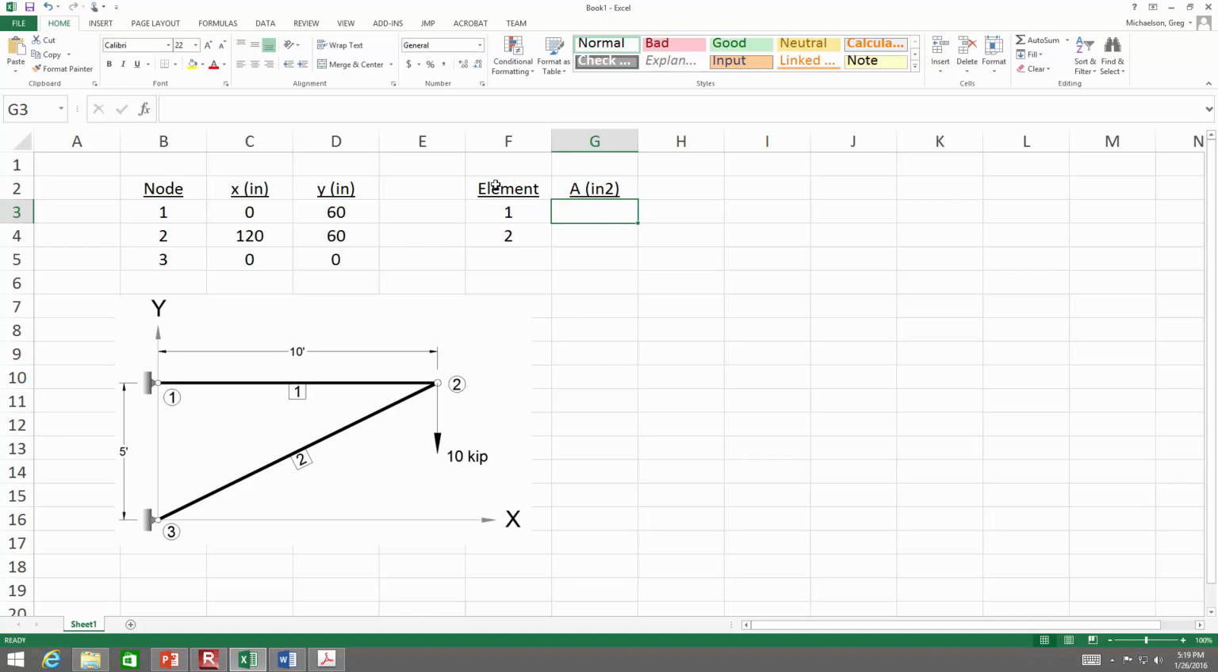Okay. All right. Now, let's start off with A. What's the area of these elements? One for the first one and 2 for the second one, right? Is that what I got? Okay. What do I have as the E value for each element? 29,000, right? Made out of steel.